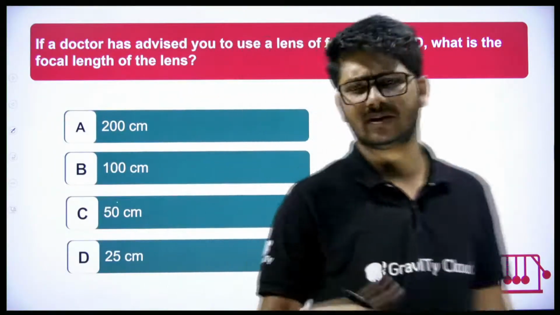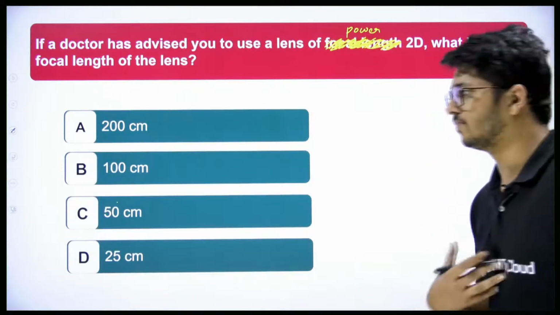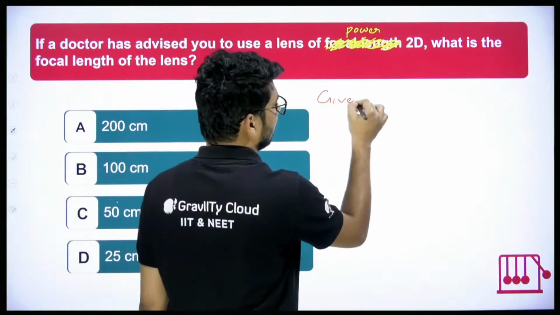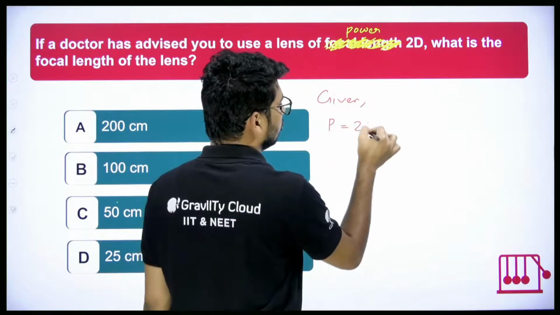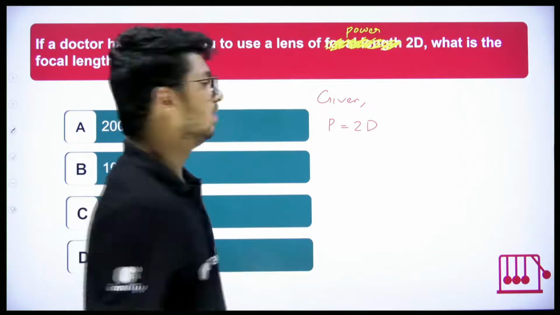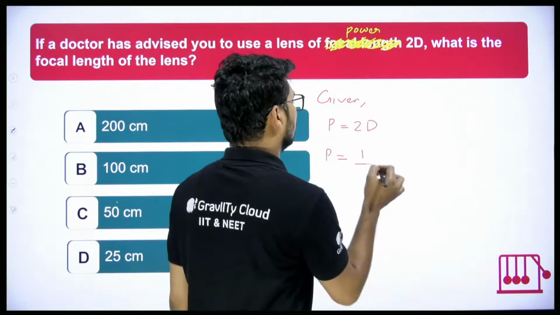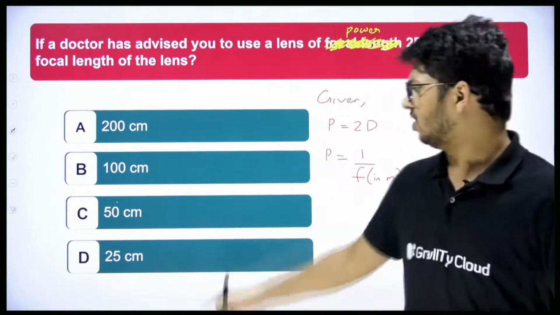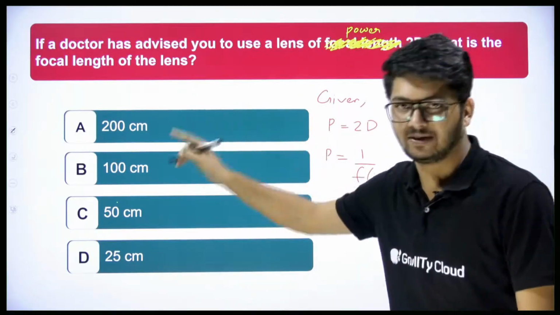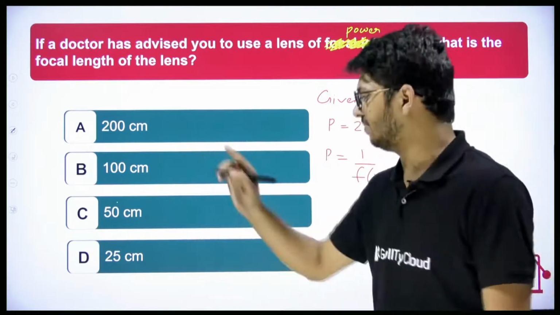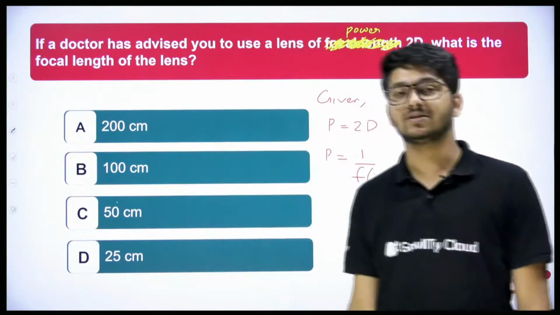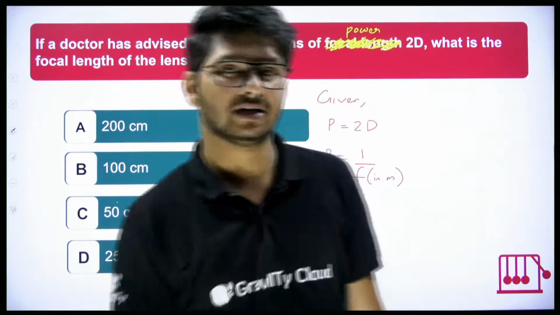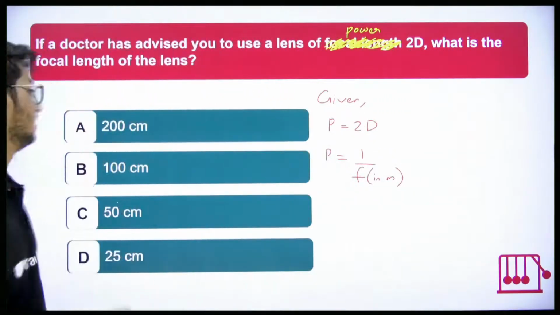Let me solve this from next question. I'll leave it to you. So what is given here? A simple power is given. Given information: power is equal to 2 capital D diopter. But what is power? Power is equal to 1 by focal length in meters. But if I look at the options, 200 centimeter, 100 centimeter, 50 centimeter and 25 centimeters. So what is the unit of focal length? Centimeter. So we need the focal length in centimeter.